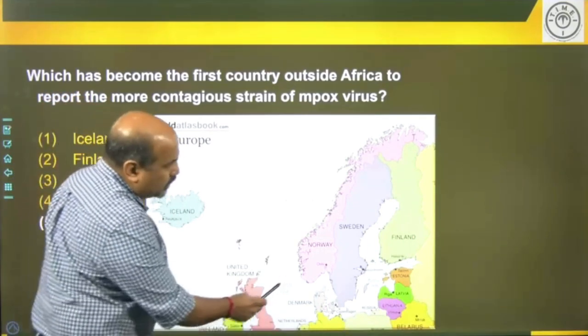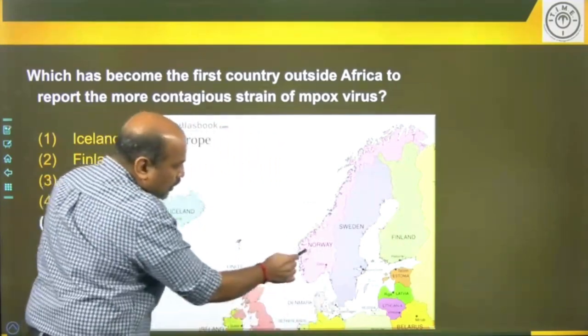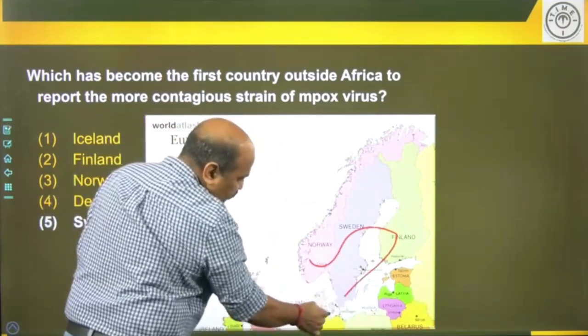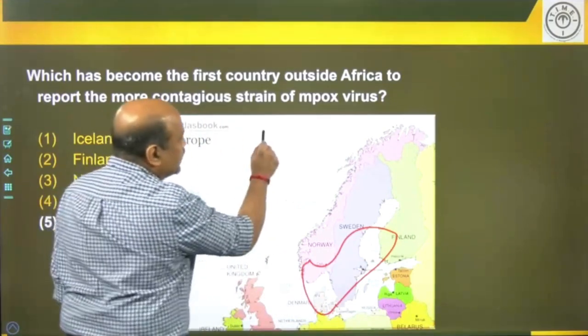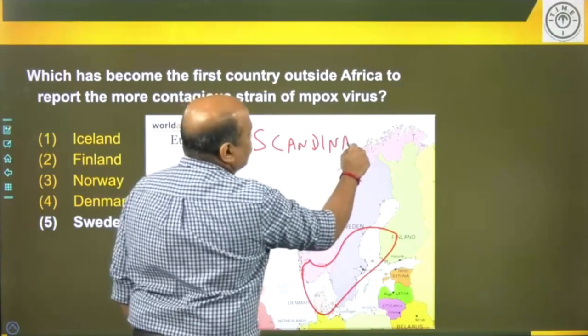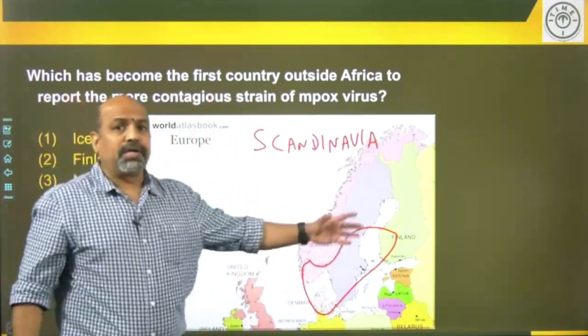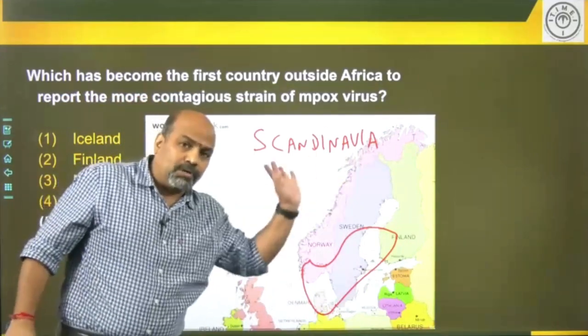You see these 4 countries here: Norway, Sweden, Finland, Denmark. These 4 countries together are called Scandinavia. What are they called? Scandinavia. The countries of Norway, Sweden, Finland and Denmark together are called Scandinavia.